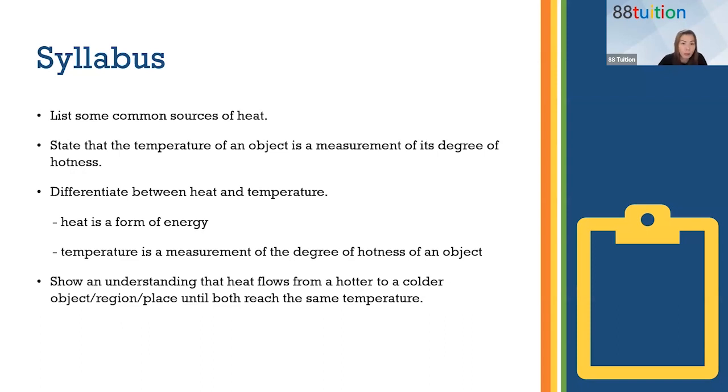Okay, differentiate between heat and temperature. Do know that they are not the same, so please don't mix them up. Heat is a form of energy. Temperature is a measurement of the degree of hotness of an object. And then you need to show understanding that heat flows from a hotter to a colder region until both regions reach the same temperature. So all of these you are already familiar with.